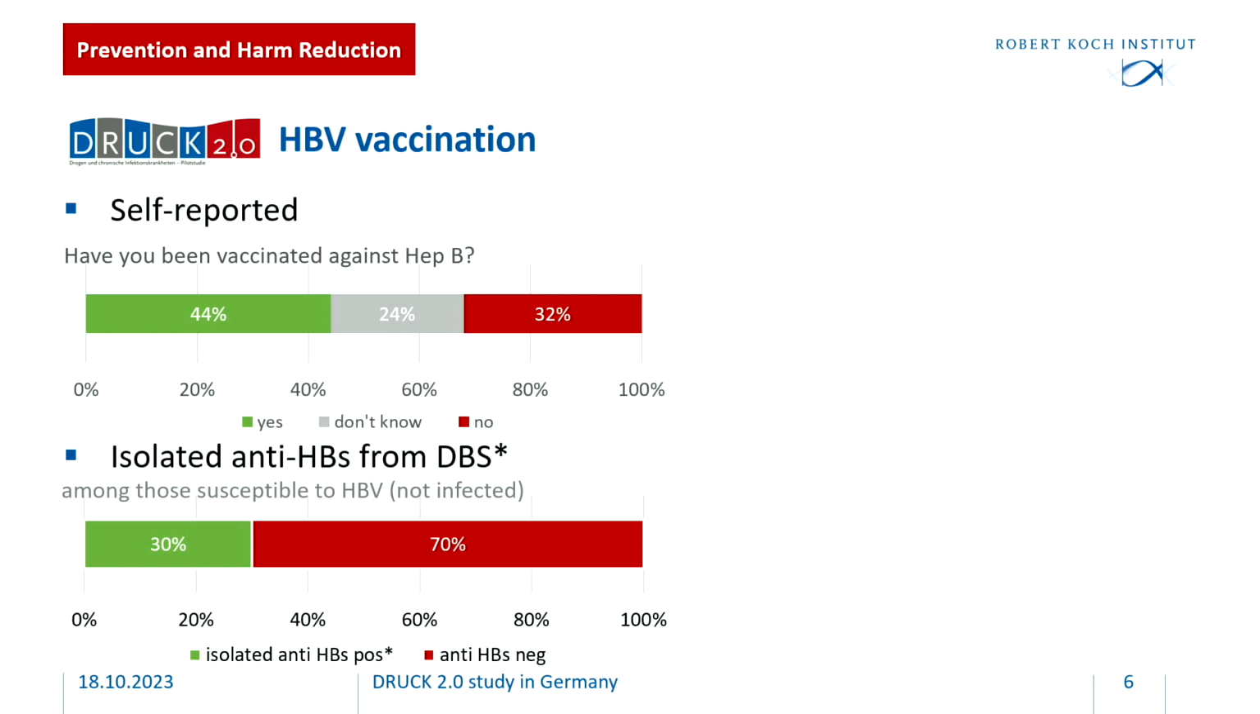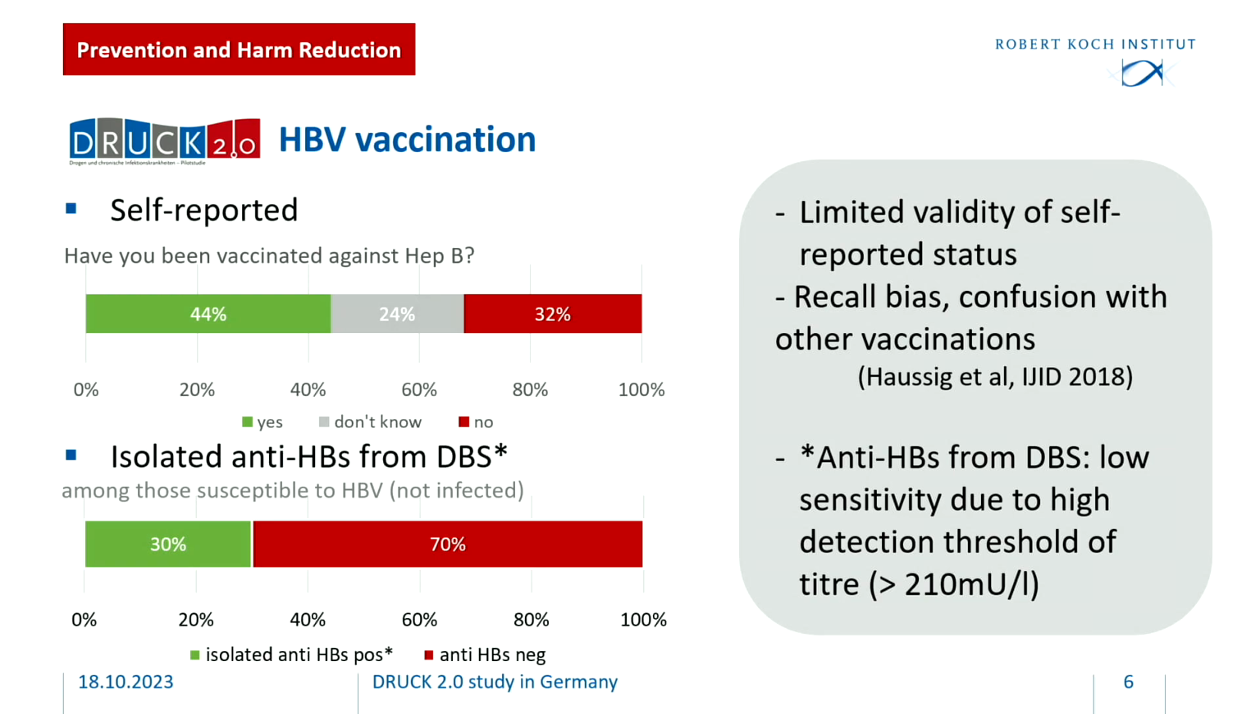However, we know from the previous study also where we compared that the validity of self-reported status is quite low. There is recall bias, confusion with other vaccinations, and for the anti-HBs, there's the limitation also that you need to have a quite high threshold, quite high titer to detect the anti-HBs. So this is really difficult to assess, should we use that data or not, and how should we collect it in a proper way.